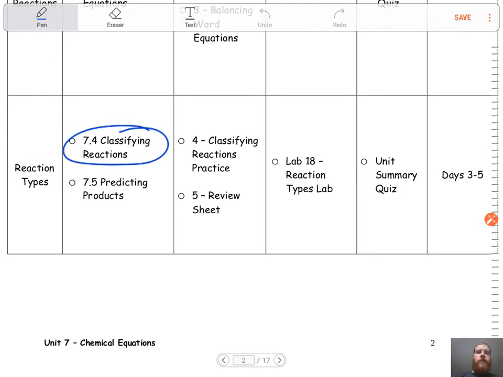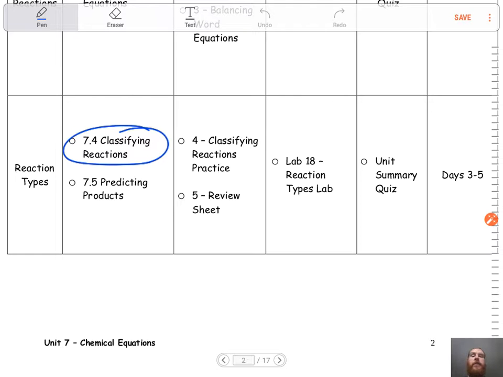Hey guys, this is video 7.4, classifying reactions. All we're going to do here in this video is talk about the different types. There's 5 of them, and then kind of give you some tricks to identify the type of reaction. And then in 7.5, we will talk about how to predict products.